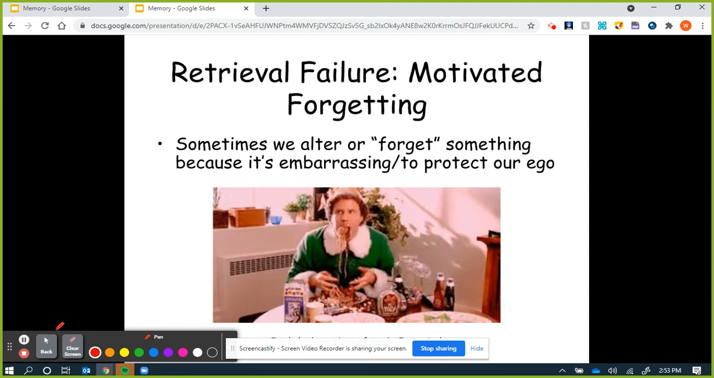All right, now last thing, motivated forgetting, as retrieval failure. Sometimes we forget something on purpose, or we change our memory on purpose because we could call this a defense mechanism, to protect our ego. A lot of times this motivated forgetting or memory alteration happens because we end up convincing ourselves of something. More often than not, we remember something in a different way to make ourselves feel better or look better in a certain situation.